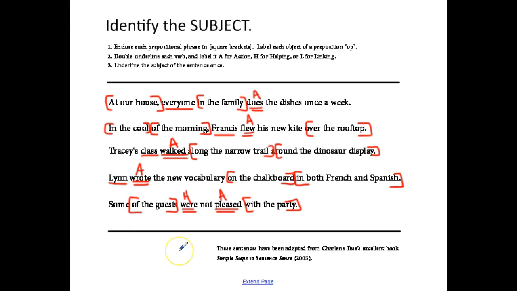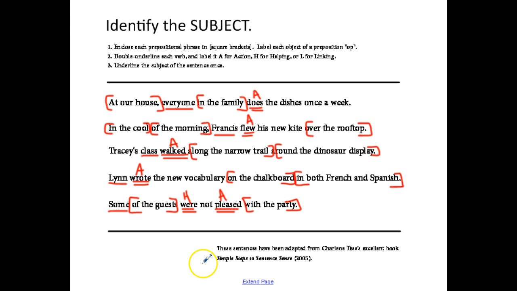And the fifth one is easy too, if you remember the rule that the subject cannot come inside the prepositional phrase. So which word is trying to trick you here? Of course, it's the word guests, right? That looks like the guests were not pleased. That should be the subject, but it's not. It's the word some. Because, of course, we're not saying that all the guests were not pleased. We're saying some were not pleased.